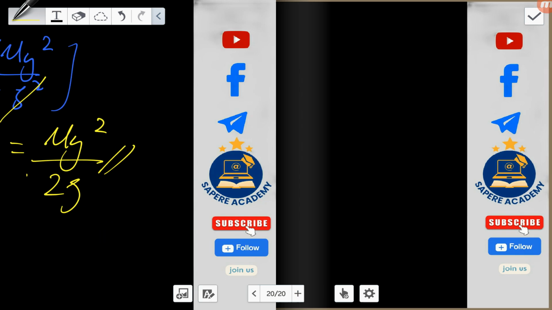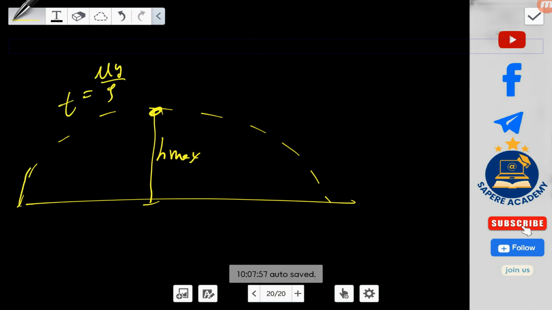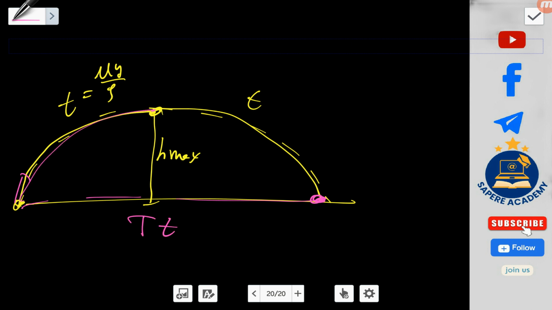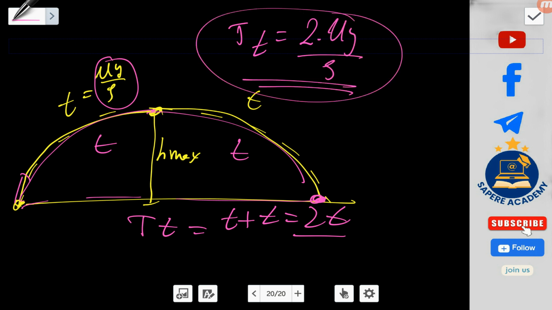Now remember, we saw that the time to reach h max is t, which is u of y over g. The time to fall is also t. So the total time, from launch up to here and then falling to rest, is t plus t, which is 2t. So t total is going to equal 2 multiplied by u of y divided by g. So this is the t total.